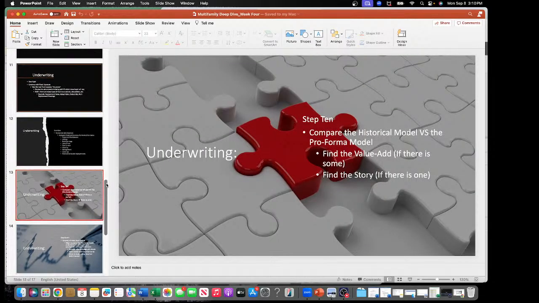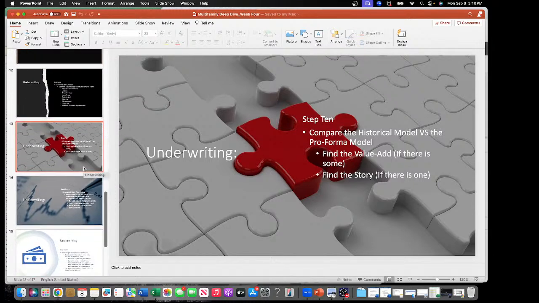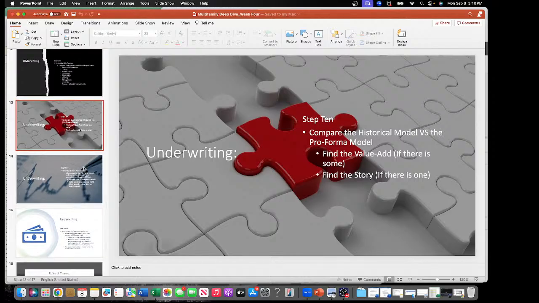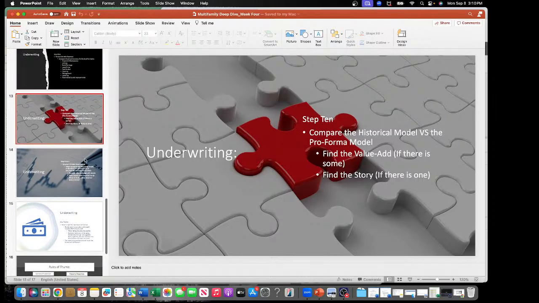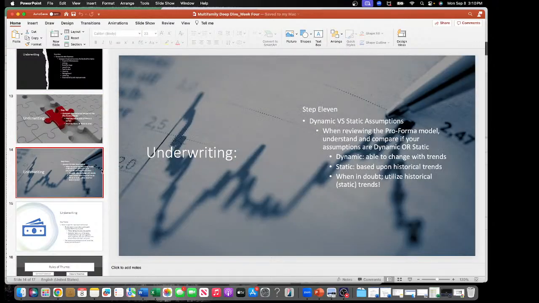Once you've looked at all the historical income, you start looking at their model or pro forma, what it could do, value add, if there is a value add. What we always like to say is find the story. Find the story, ask for the story. That's really important. The story is really how do you make money? How do you get to a point of profitability of owning an apartment complex, a multifamily asset, really making money out of it as well.